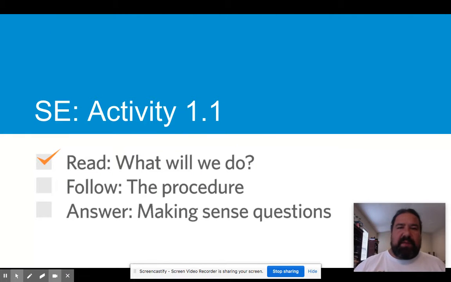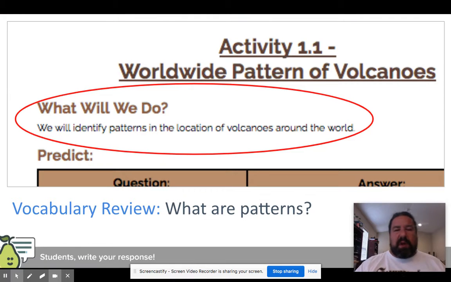Okay, every activity that we do is going to have 3 parts. There's going to be a read, then there's going to be a follow part, and then an answer part. The read part is usually just a brief statement of what will we do. So if we were doing this activity on paper, I'd print out this worksheet and it would say, what will we do? And here it says, we will identify patterns in the location of volcanoes around the world.